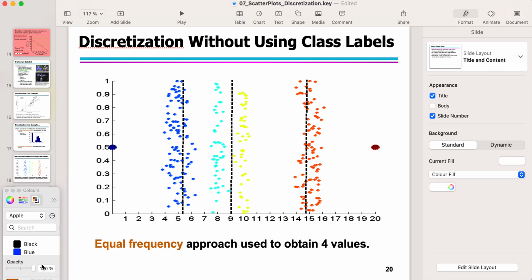Okay, so that is all that we have today for scatter plots and interpreting the scatter plots.